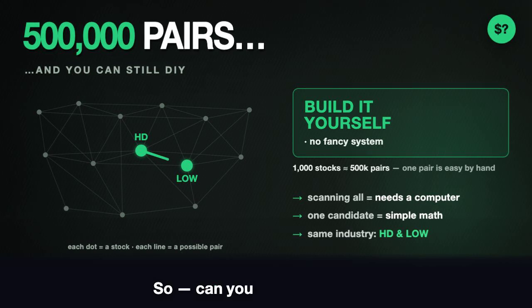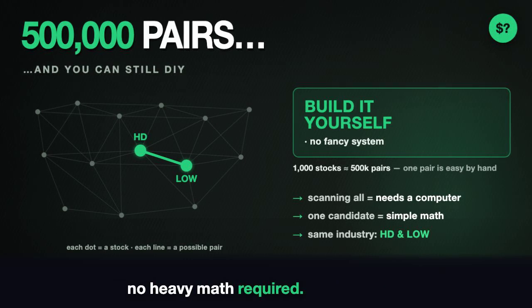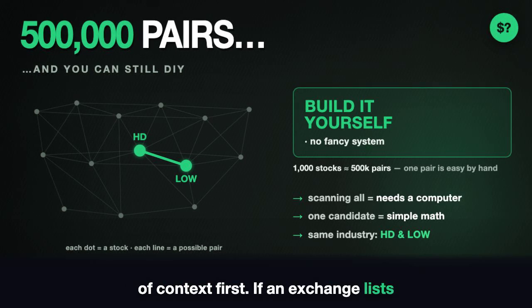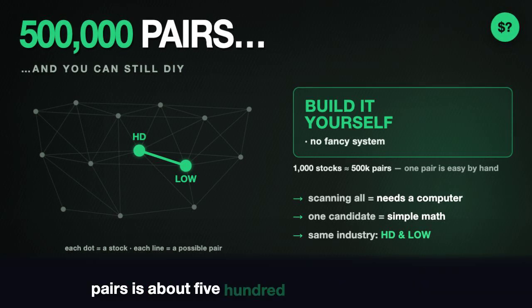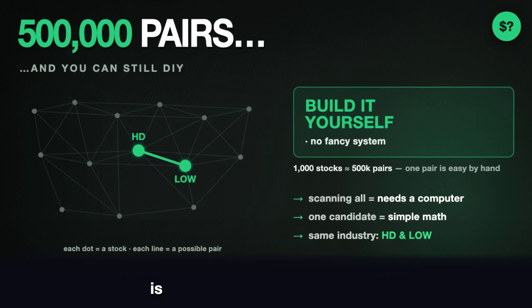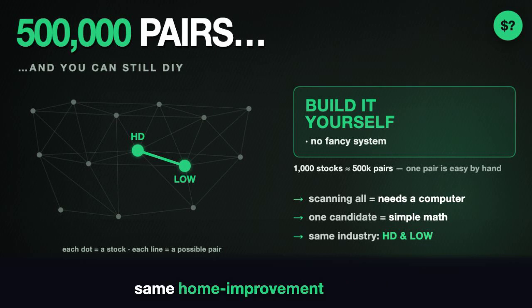So, can you build this spread yourself? It's surprisingly simple. No expensive system, no heavy math required. One quick bit of context first. If an exchange lists 1,000 stocks, the number of possible pairs is about 500,000. Searching all of those does take a computer, but the calculation for any one candidate is simple enough to do by hand. Let's draw it out with Home Depot and Lowe's, two stocks in the same home improvement business.